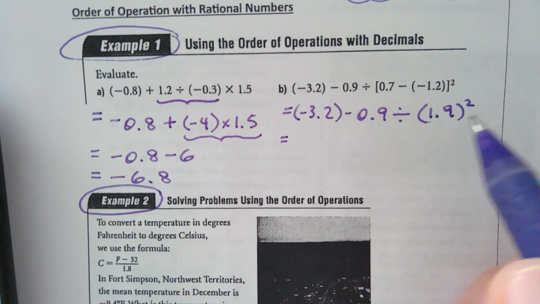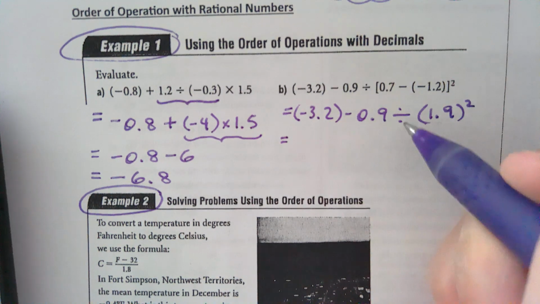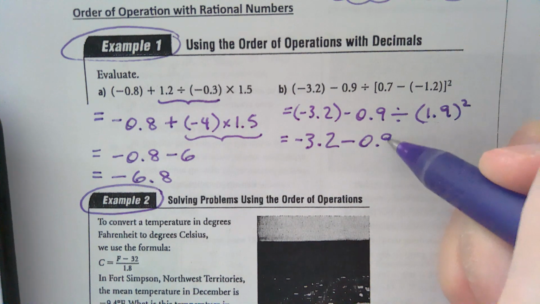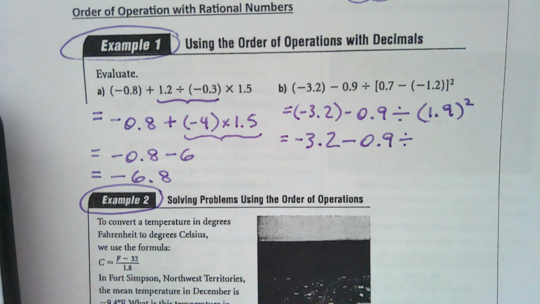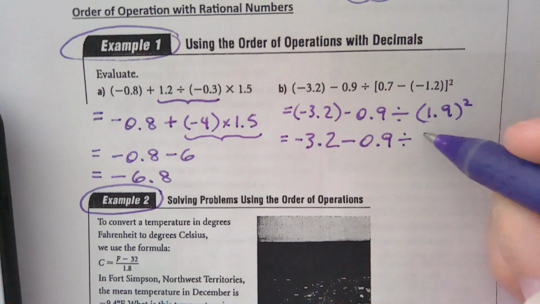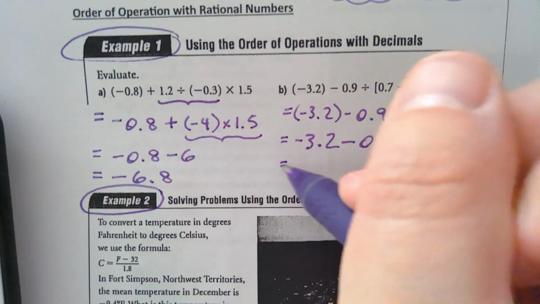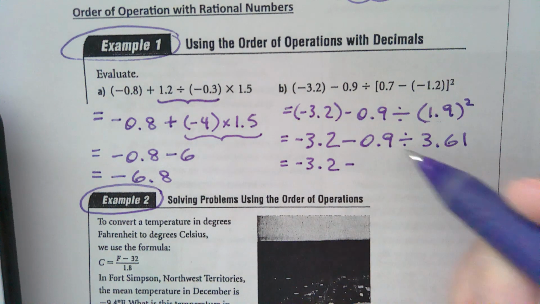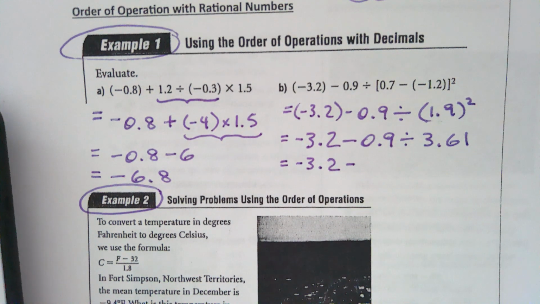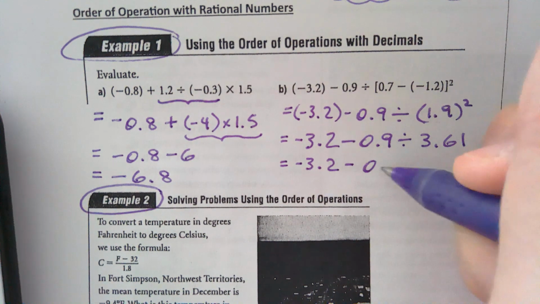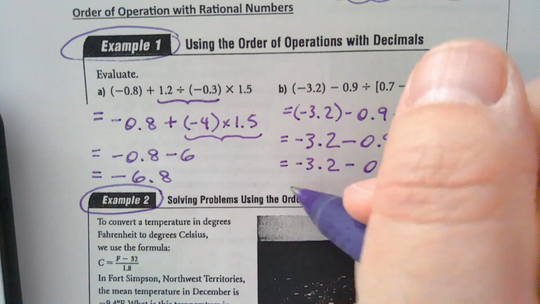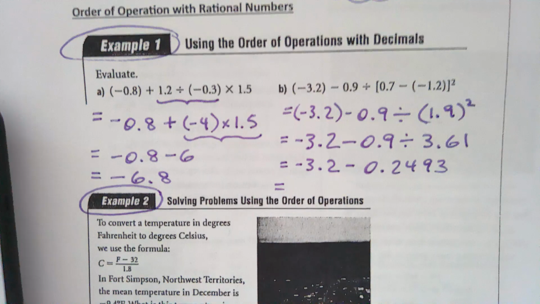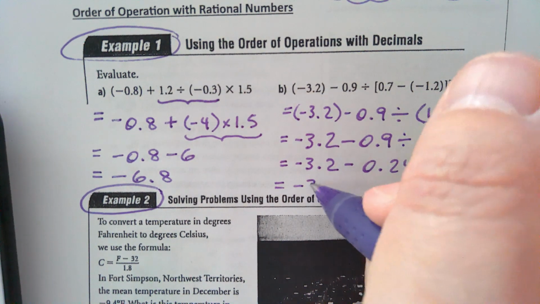And then BEDMAS tells me to do exponent first. So don't divide, don't subtract. Everything else, carry it down, and just do the 1.9 squared. So 1.9 times 1.9, 3.61. And then now the division before subtraction. So 0.9 divided by 3.61, I get 0.2493. So when I subtract it with the 3.2, I get negative 3.